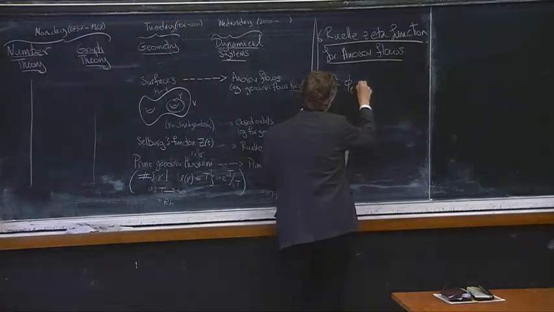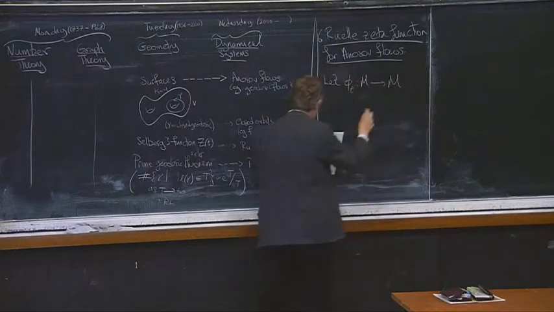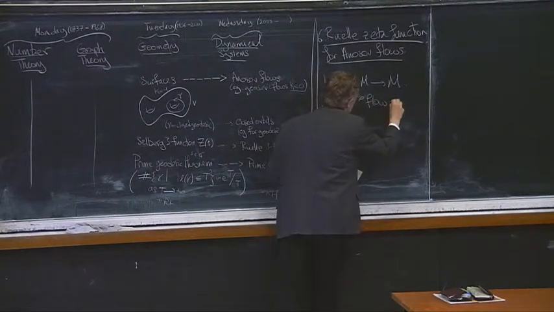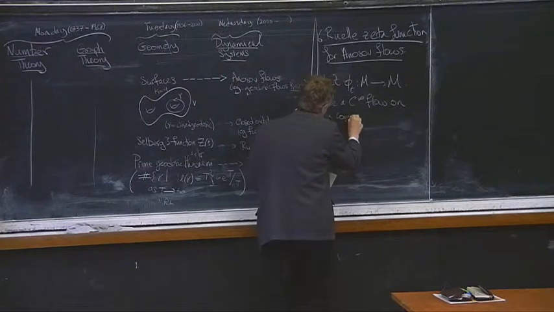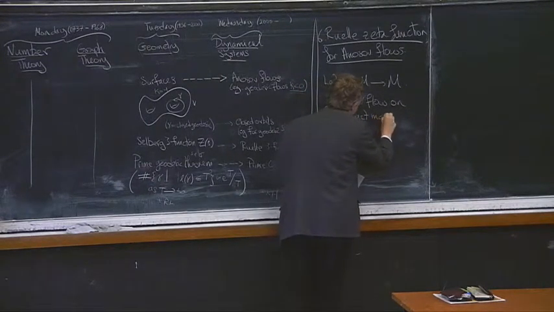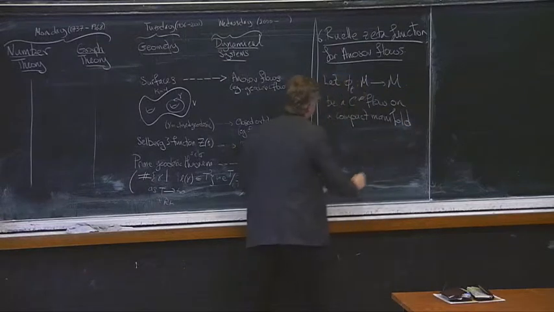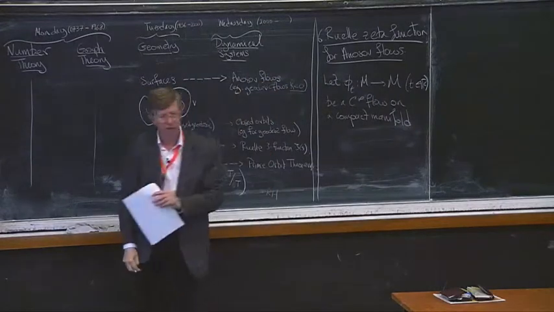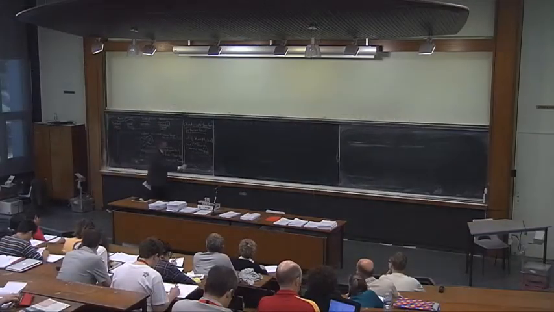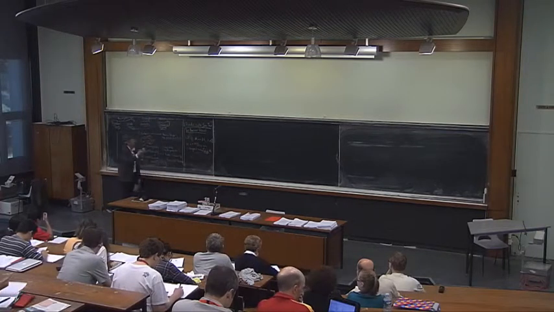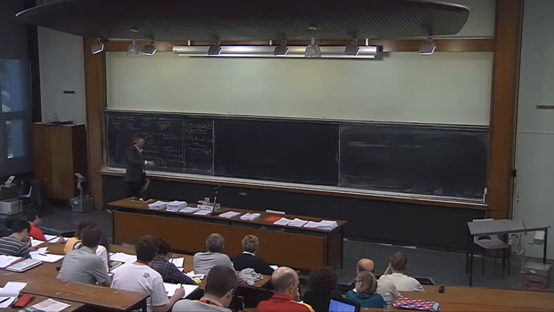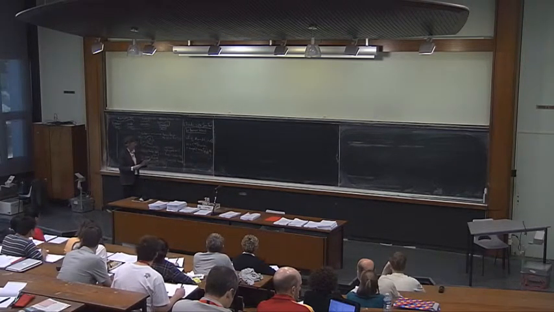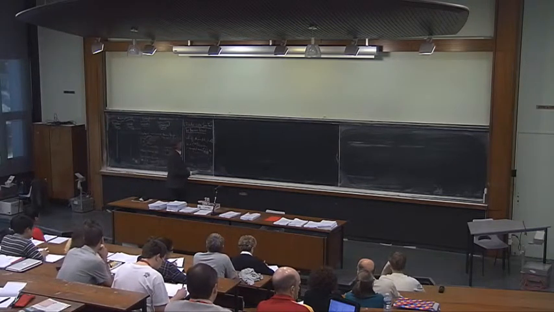So I'll let phi of t be a flow. This is going to be a C infinity flow on a compact manifold. So t here is just time, and it does all the things you want of a flow. It's just a family of diffeomorphisms with the property that when you flow for a certain time and flow for another time, then you just sum the times and you get the corresponding diffeomorphism.